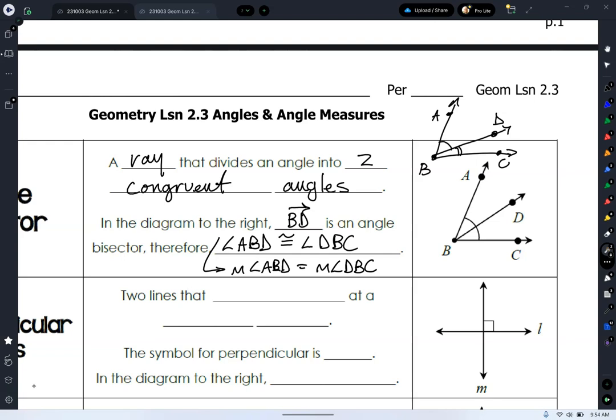You've got to be able to use that reasoning so that if I give you this picture and I don't tell you that ray BD is an angle bisector, you need to be able to discern from the picture and the congruency marks, wow, okay, ray BD is an angle bisector of angle ABC. You have to be able to discern that and say that. Did you catch what I did there?